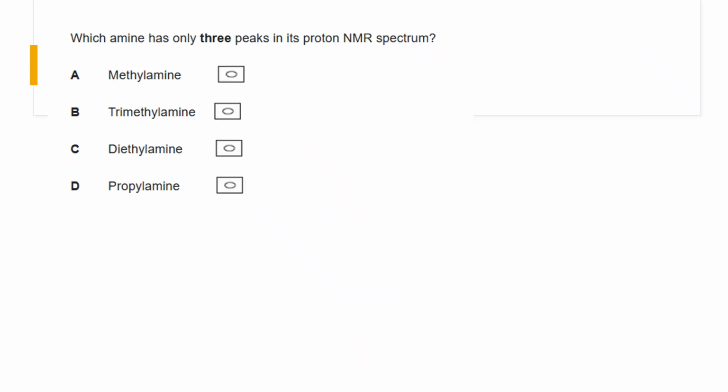Okay, next one. You will see all of these require you to know your functional groups. So which amine has only 3 peaks in its proton NMR? We're going to have to draw these unless you can figure it out in your head. If you can visualize, that is wonderful. An amine group is, remember, RNH2. These are different types of amines. You get primary, secondary, tertiary amines and quaternary salts, but we're just going to draw them out.